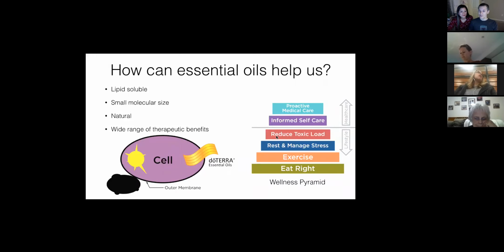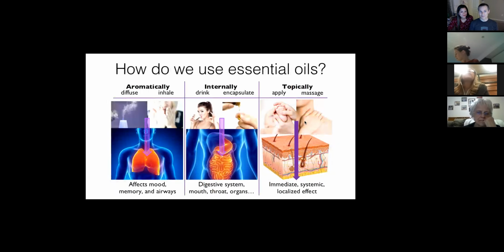For instance, instead of using hydrochloric acid to clean our countertops, we could use On Guard essential oil, which will reduce the amount of toxins that we're going to get in our environment. Informed self-care, so we're taking care of ourselves just by being informed and educated about how to use natural solutions, and being proactive in our medical care. We're not just taking our doctor's word for it, but we're seeking advice from competent people who also know about essential oils and other natural solutions. So they're great, they're good for us.